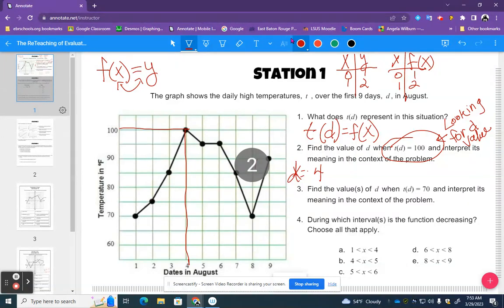Now it says find the values of D when the function equals 70. So when the function is at 70, what is D? 1. So do we understand that concept now?